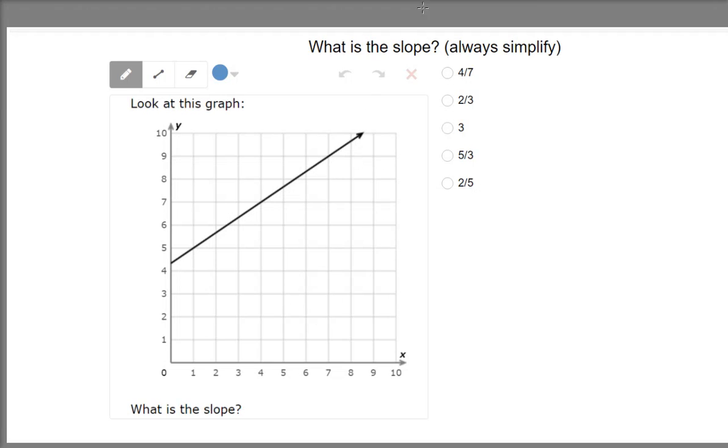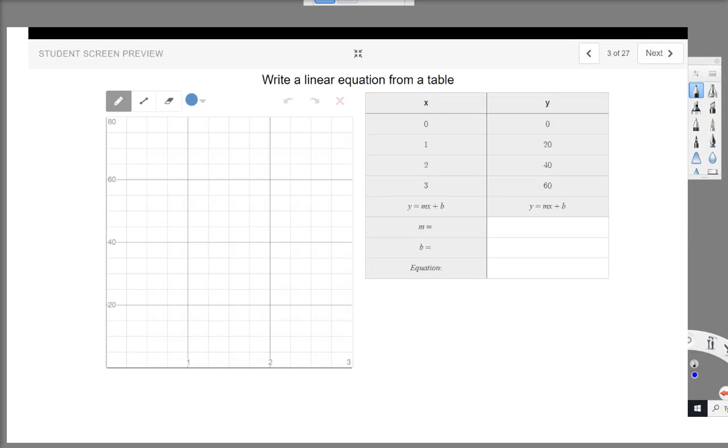Okay, so we have another slope question. For the slope of this one, we're going to pick nice intersections. So this is a nice intersection here, and there's another one right here. So we go up 2 and we run 3. That's 2 over 3. So the answer is 2 over 3 on that one. All right, let's go to the next one.